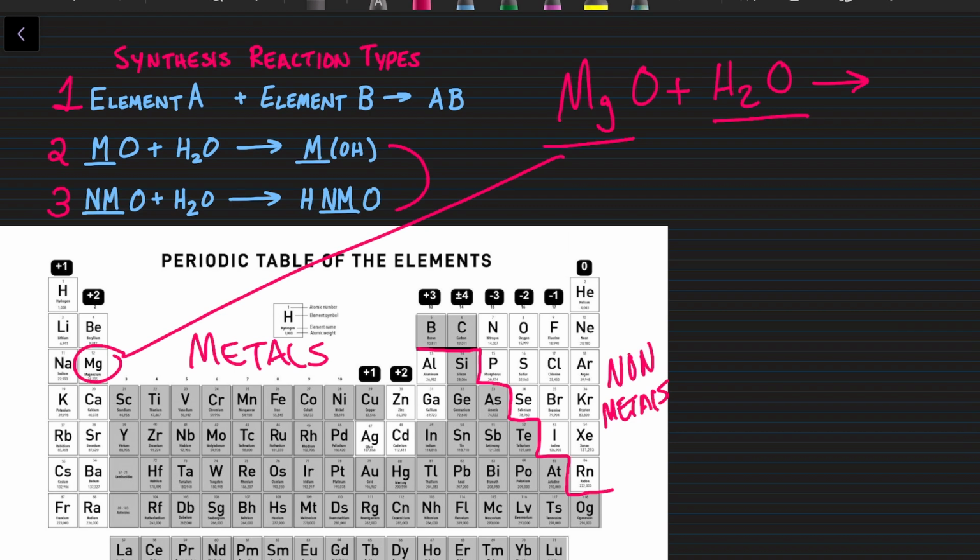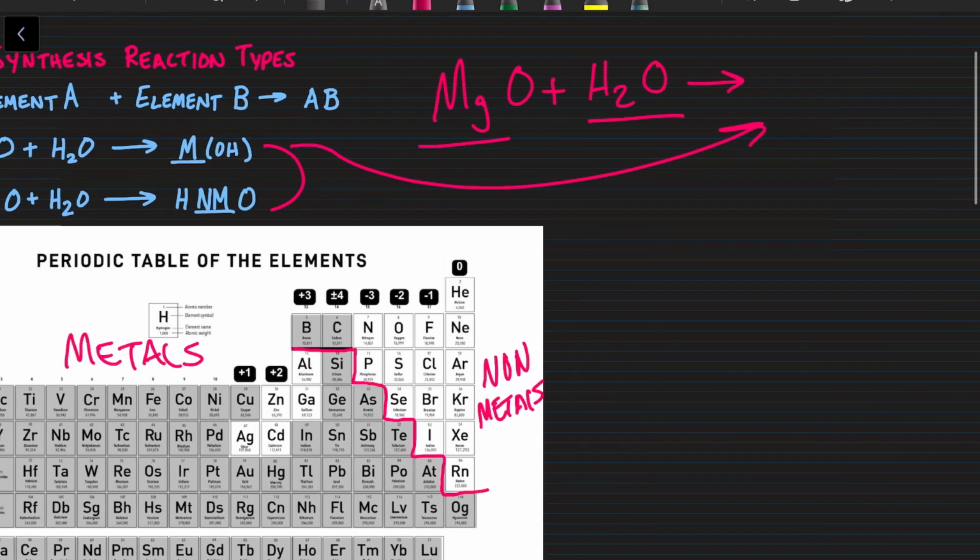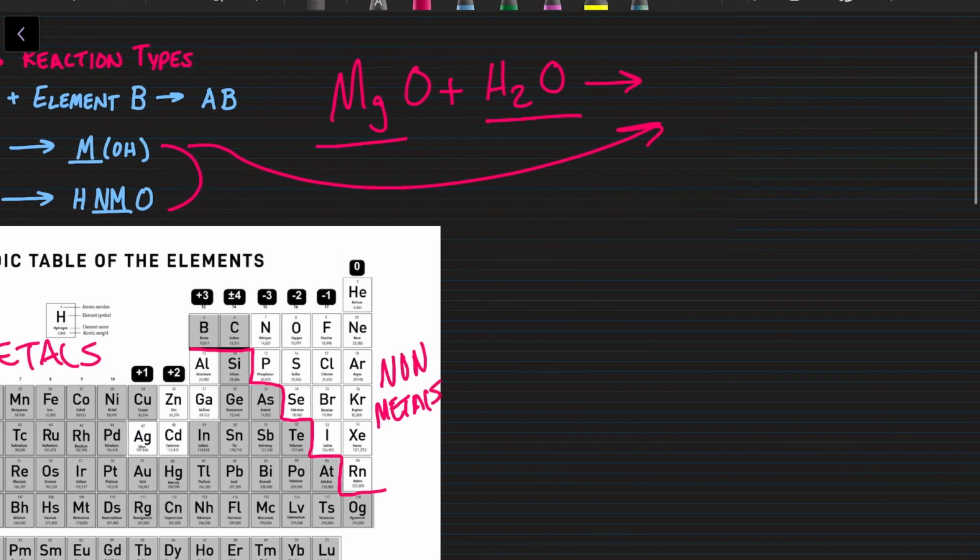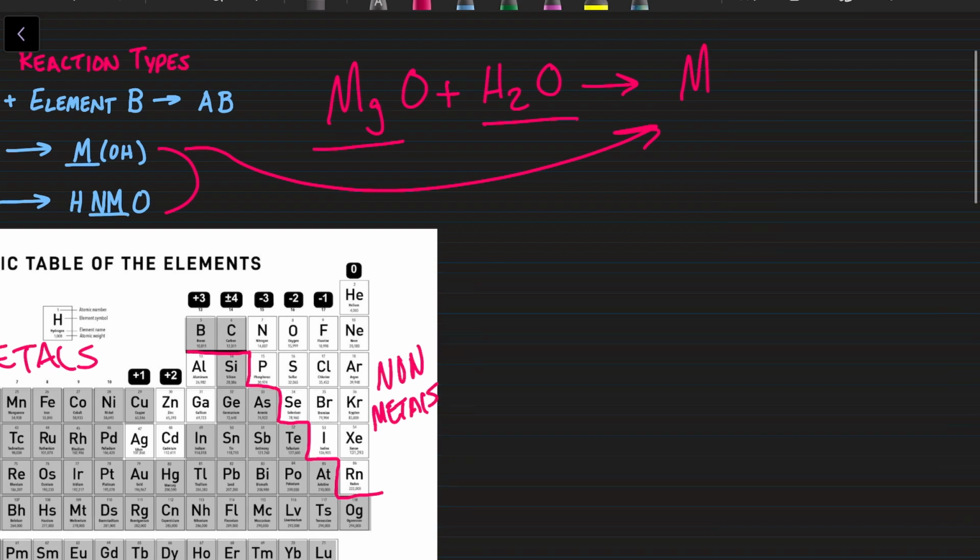And so we know because it's a metal, it's going to be reaction type number 2, which means that we will be using the pattern where we have that M and that OH. That stands for hydroxide, and we're going to do the same thing for magnesium this time. So we're going to replace M with magnesium because that is the metal that we are using.